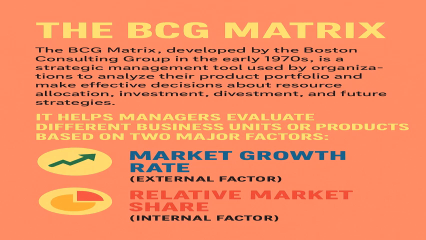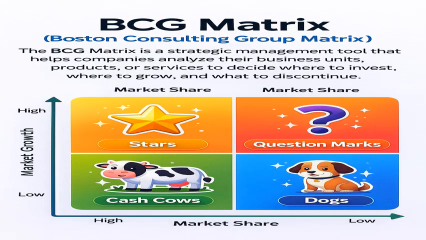So BCG metrics helps managers evaluate different business units or products based on two major factors. First is market growth rate and second is relative market share. So market growth rate is an external factor and relative market share is an internal factor. BCG metrics is a strategic management tool that helps companies analyze their business units, their products or services to decide where to invest, where to grow, and what to discontinue.